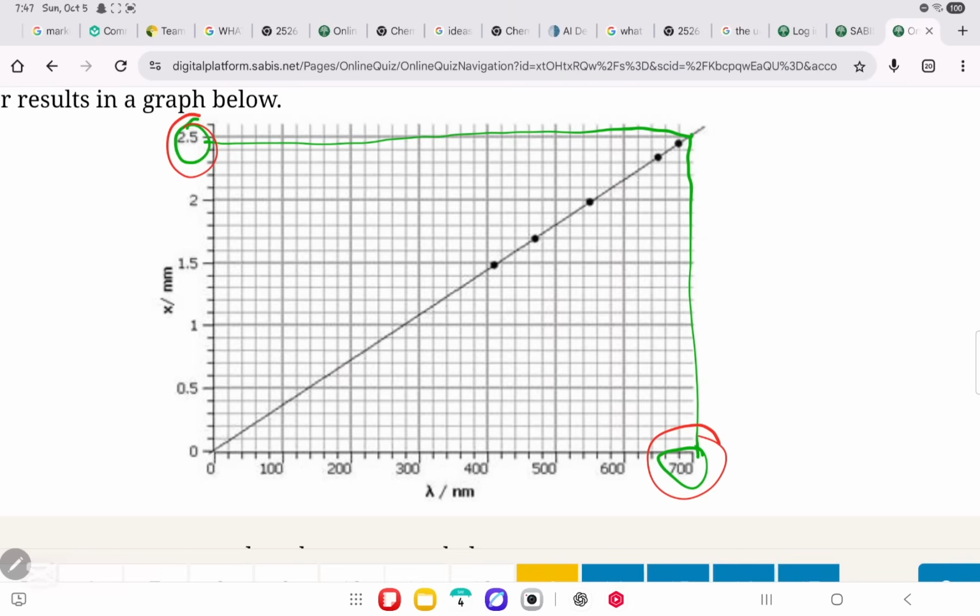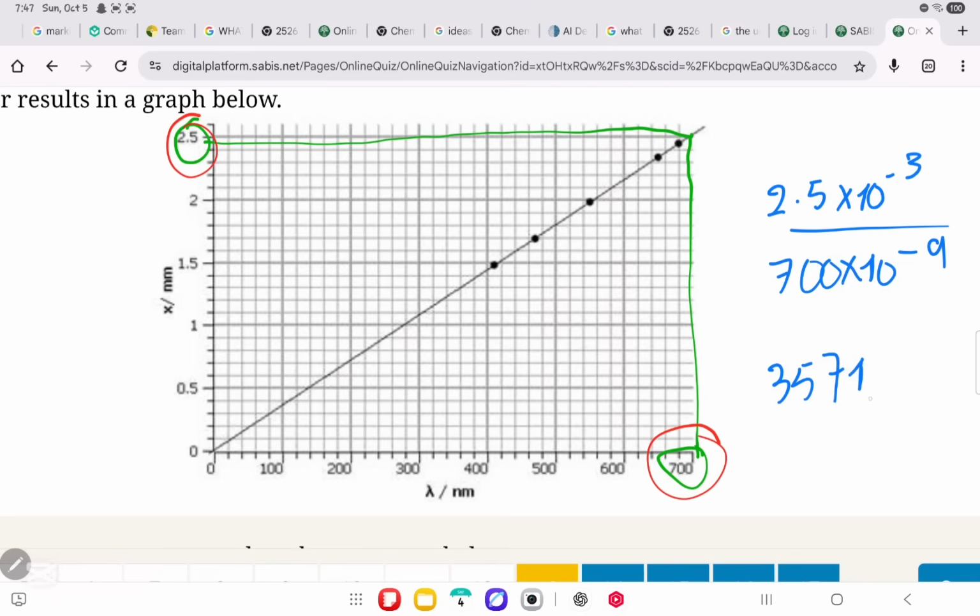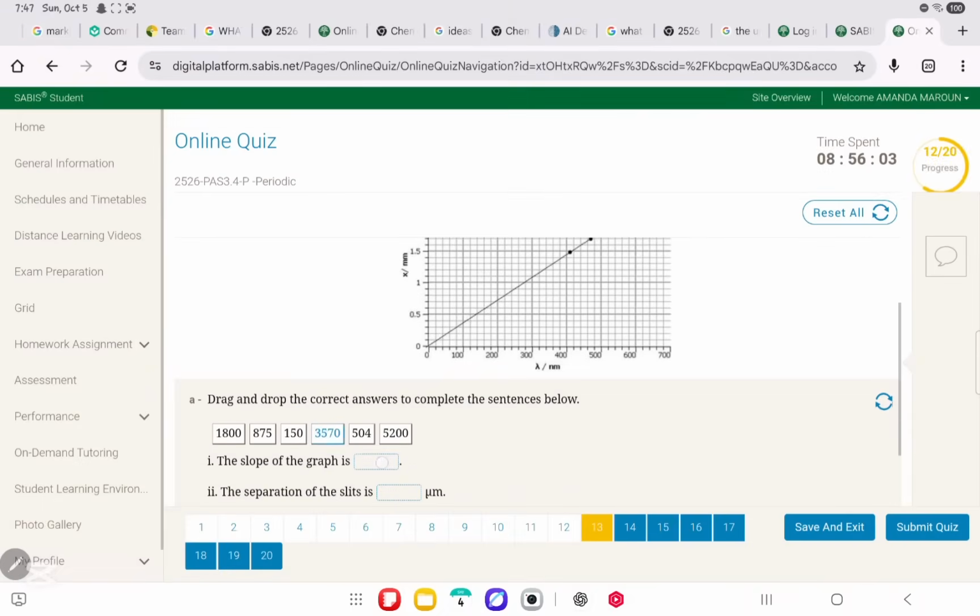So the rise in our scenario is 2.5 times 10 to the power of minus 3. Of course, it needs to be in meters. Divided by 700 times 10 to the power of minus 9. So put it on the calculator. 2.5 times 10 to the power of minus 3 divided by 700 times 10 to the power of minus 9. And you will get 3571 as an answer. So you'll take the nearest possible value, which is 3570.